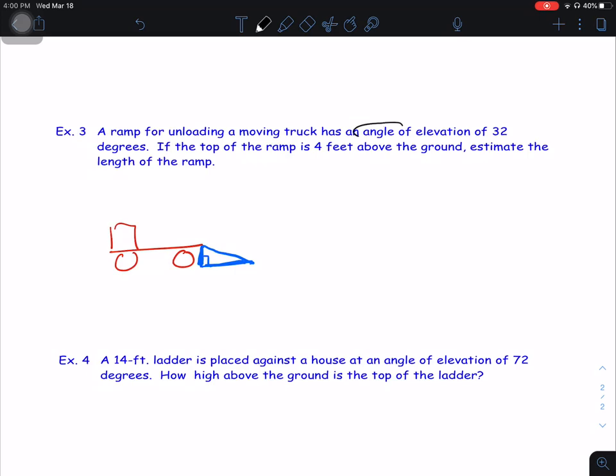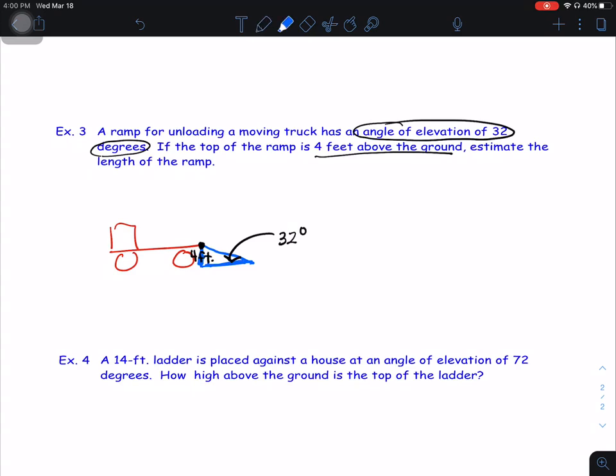It says here the angle of elevation is 32 degrees. Remember where that gets placed. That gets placed in the bottom of the triangle, so that angle in there is 32 degrees. It says the top of the ramp is 4 feet above the ground, so right up here would be the very top of the ramp. If it's 4 feet above the ground, that's not talking about the hypotenuse. That's directly down from the top to the ground. That would be that leg right there, 4 feet.